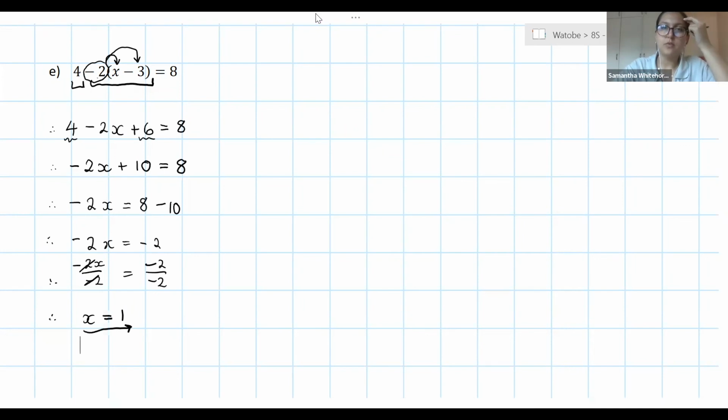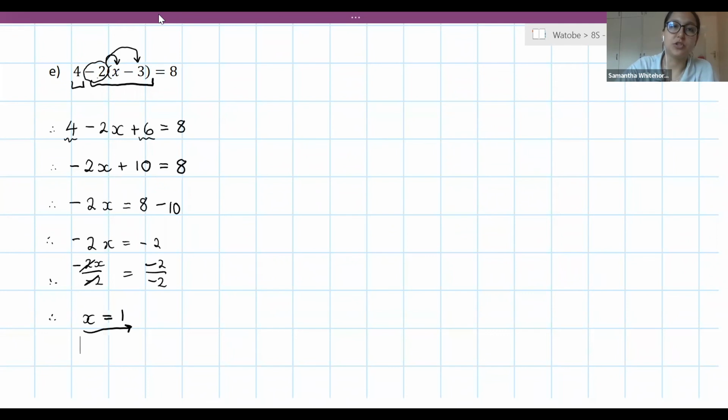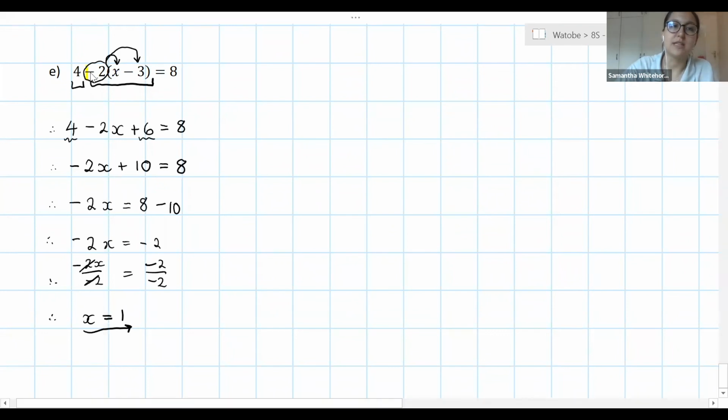Right, so very important there is that we first do the distribution of this -2, because that is what needs to happen in term 2 in order to simplify it. And only from there do we start doing our inverse operations.